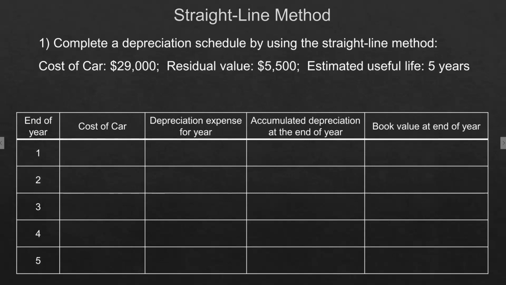Okay, so we're going to do a little practice here with the straight line method. You'll notice with these charts there's a lot of things to fill out, but there's also some things that are repetitive, like the cost of the car. So in this case, the cost of the car is $29,000. So we're actually going to put $29,000 in our chart all the way down the chart. So each year, the original cost of the car is still the original cost. So that one's a pretty easy column to complete.